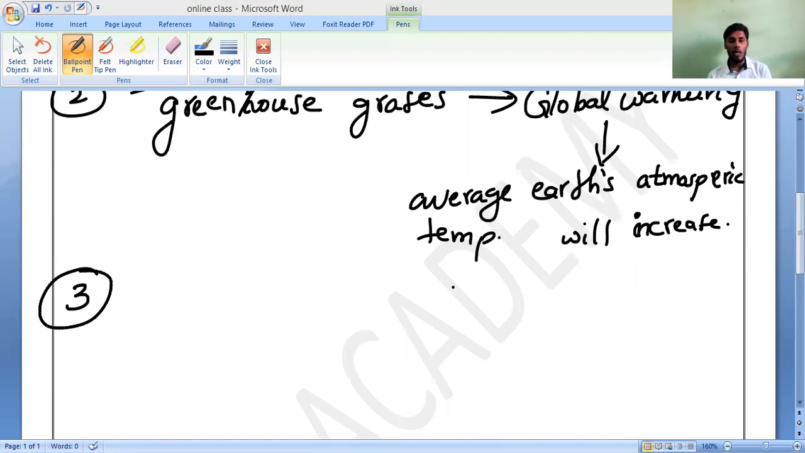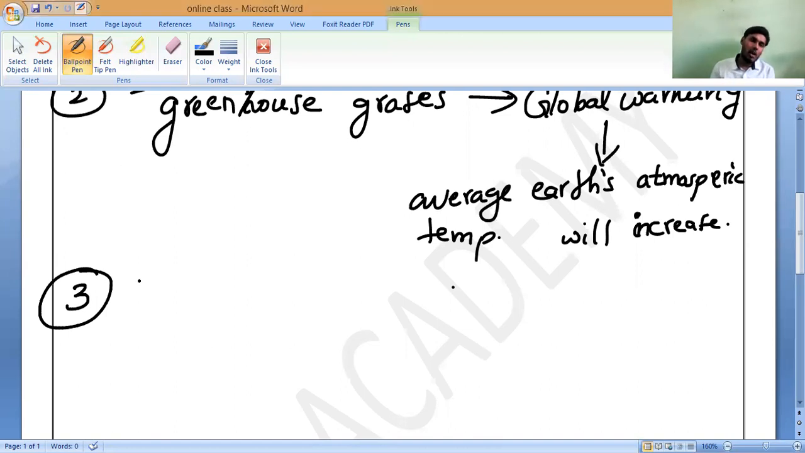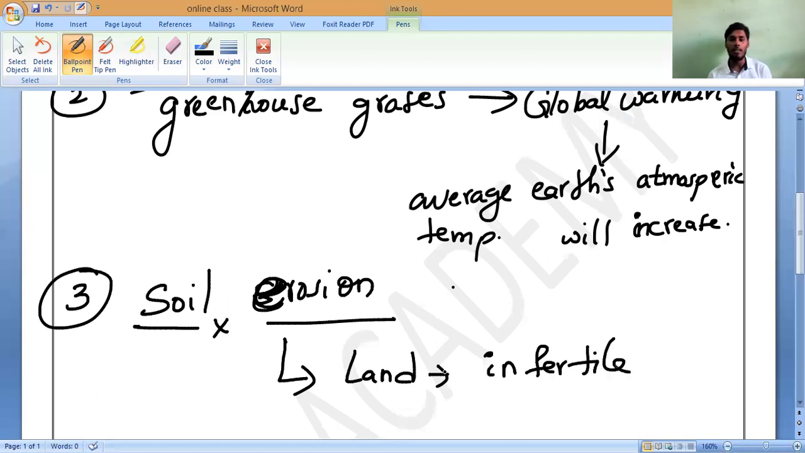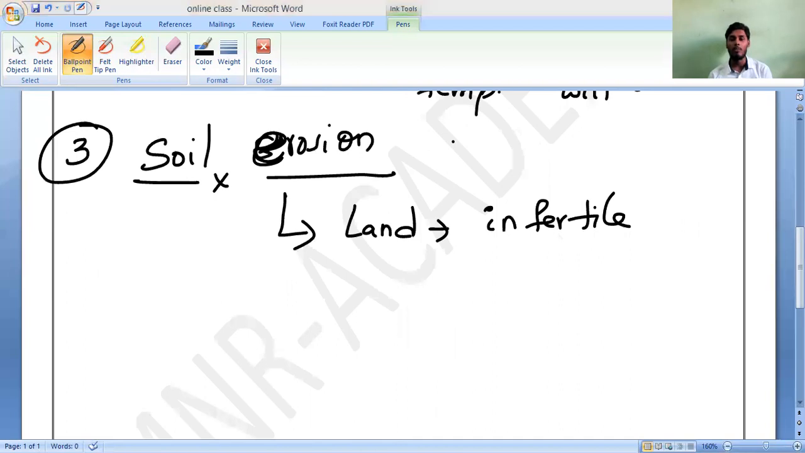It will cause soil erosion. What is the meaning of soil erosion? Can you say? And because of the soil erosion, what will happen? It will make the land infertile, which means the fertility of the land will disappear. Where the plants and crops grow, the soil will be washed away. So it will make the land infertile and lead to desertification.